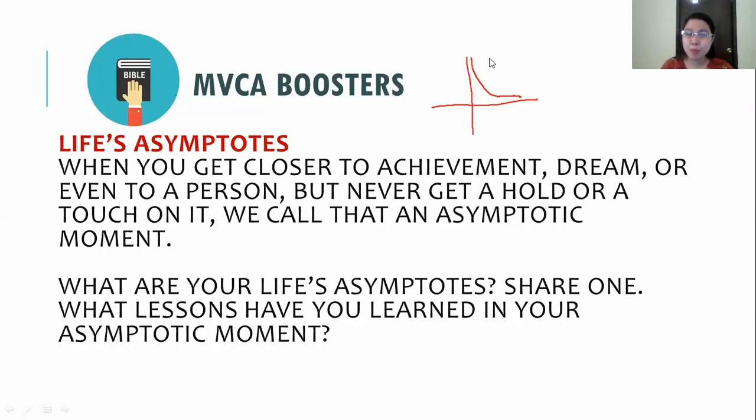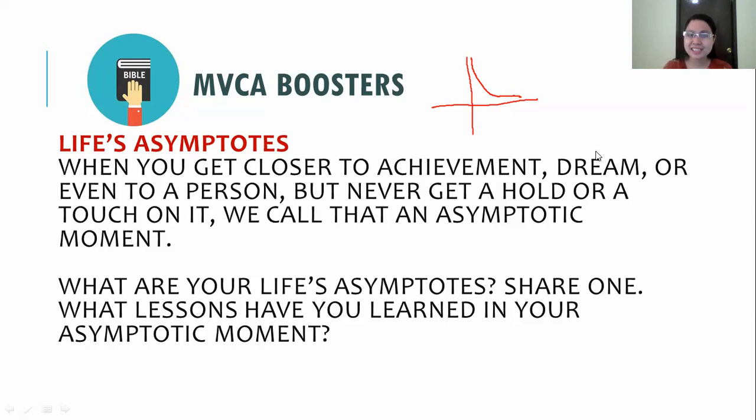So as I mentioned a while ago, this is the asymptote. It draws closer and closer to another line, but it will never cross the line. They say that sometimes our relationships are like asymptotes. We get closer and closer to each other, but we're not meant to be together. So share, what's your life's asymptote?